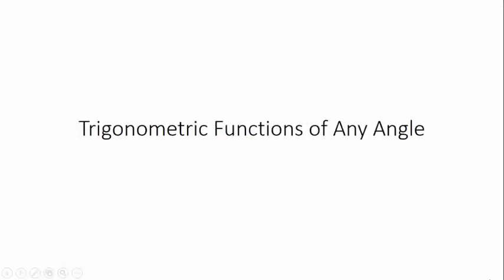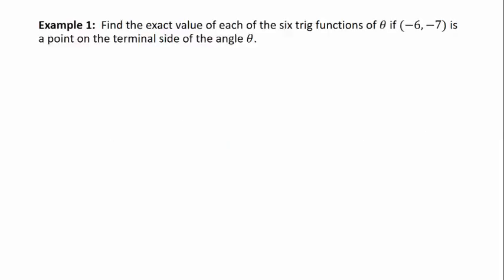We're going to talk about trigonometric functions of any angle. Example 1. Find the exact value of each of the 6 trig functions of theta if (-6, -7) is a point on the terminal side of the angle theta.